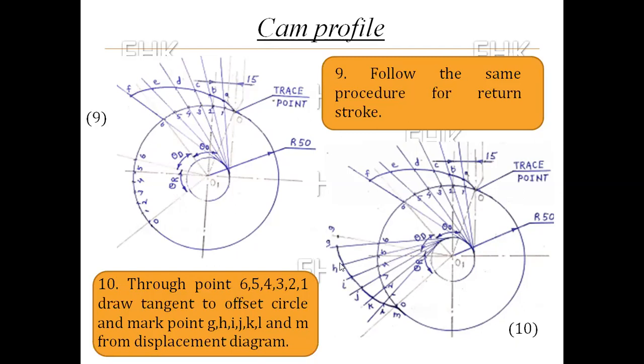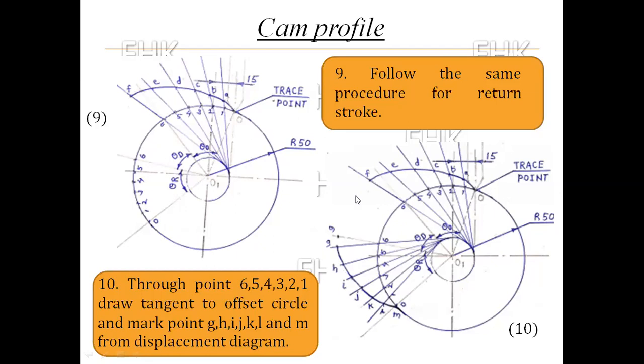Now take the distance phi h from the displacement diagram in the compass. With phi as the center and phi h as the radius, cut the 5th number line at point H. In this way you have to mark all the points G, H, I, J, K, L and the last one, M, and join all these points by a smooth curve.